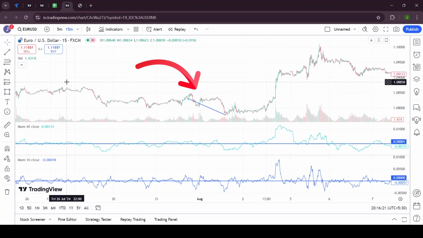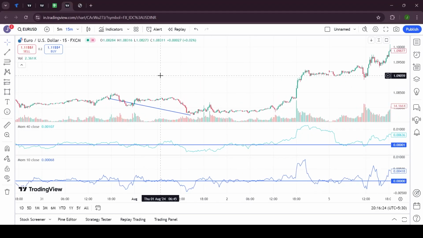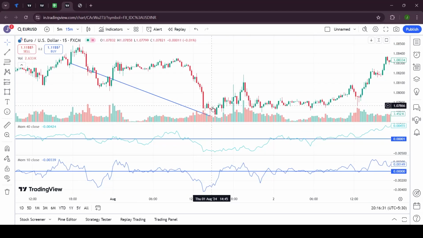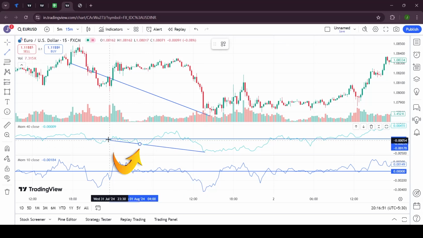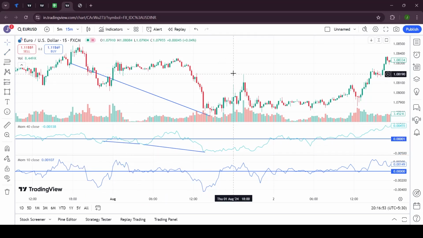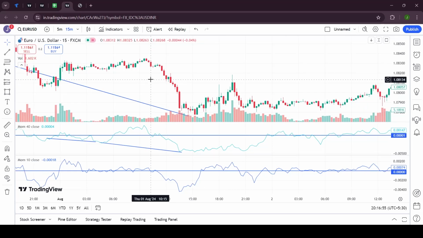As you can see, first the market is in a downtrend at this point and each low is lower than the previous one. So you can see that this low is lower than the previous one. You can see the same pattern in MOM40, that this low is lower than the previous one and this low is lower than the previous one. Now what will happen is that after some time, the momentum will not make any lower low and it will start moving flat, or slightly start rising.